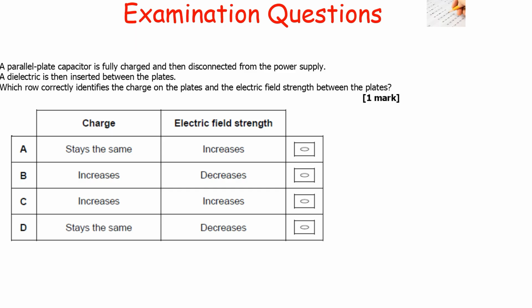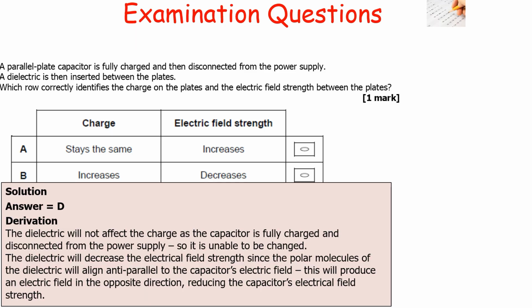Right, our answer here is going to be D, because the dielectric will not affect the charge as the capacitor is fully charged and then disconnected from the power supply, so therefore it's unable to change. Now the dielectric will decrease the electrical field strength since the polar molecules of the dielectric will align anti-parallel to the capacitor's own electrical field, so it produces an electrical field in the opposite direction to the capacitor, reducing the capacitor's electrical field strength because it's a vector. So the answer is D.